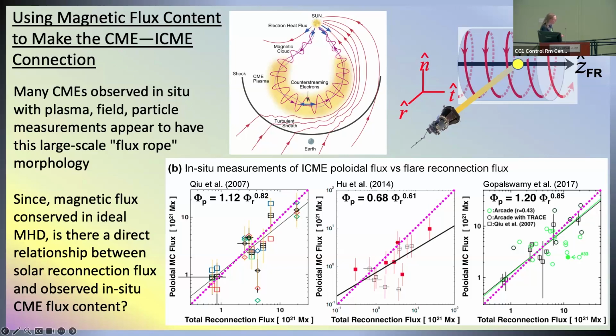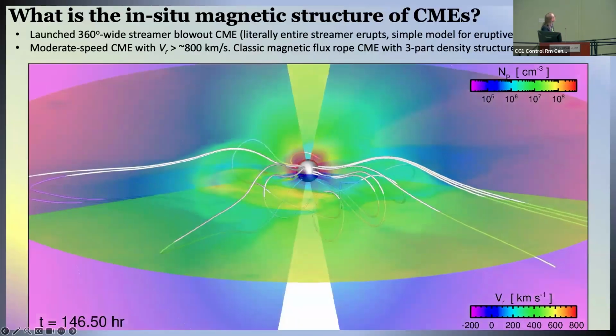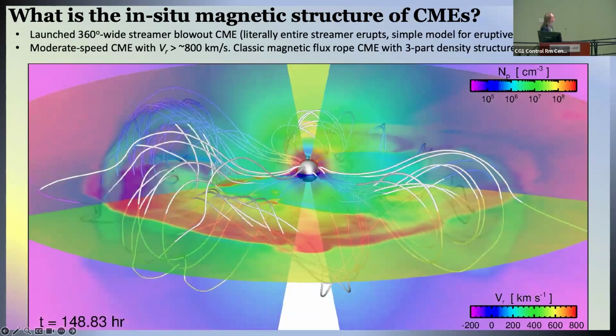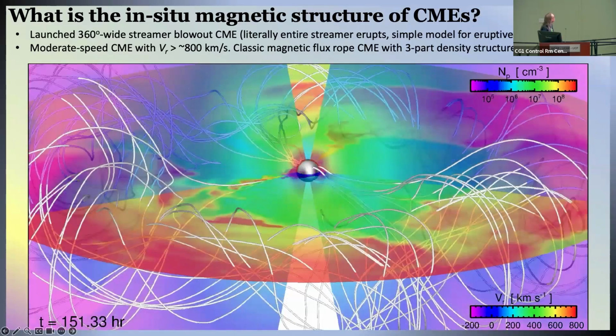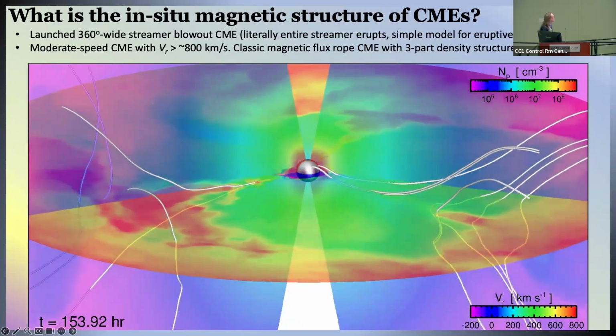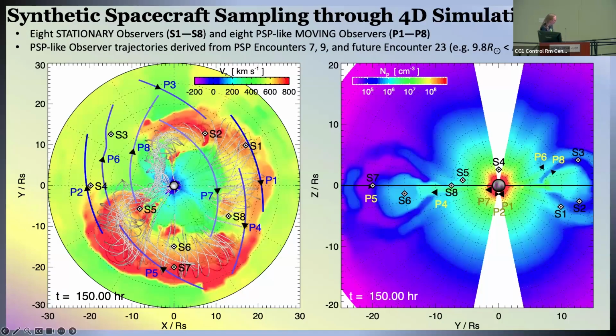Again, I don't exactly have time to go through all this, but you can watch one of these massive eruptions like this and ask, what's the magnetic field structure of something like that? And I can fly synthetic spacecraft through all different places of my simulation for the fun of it. What's kind of cute about this is these distances at 10, 20, 30 solar radii are kind of what we're actually measuring now with Parker Solar Probe.